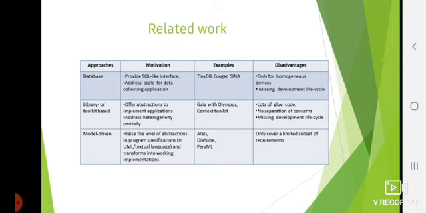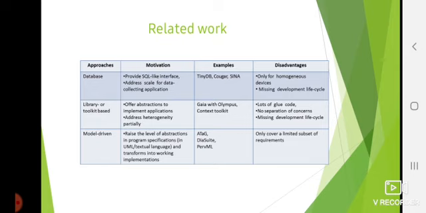The database approach is based on the motivation of providing an SQL-like interface, addressing scale for data collecting applications, offering abstraction to implement applications, and addressing heterogeneity partially. These are the approaches of the library or toolkit based related work. Then the other type is model driven. It raises the level of abstraction in program specification and transforms it into a working implementation. These are the motivations of the model driven approach.